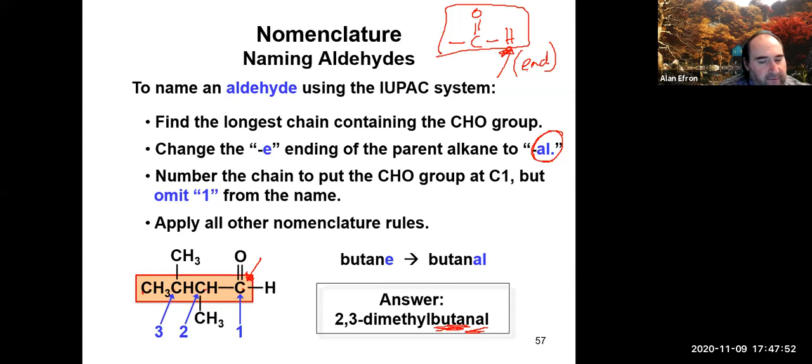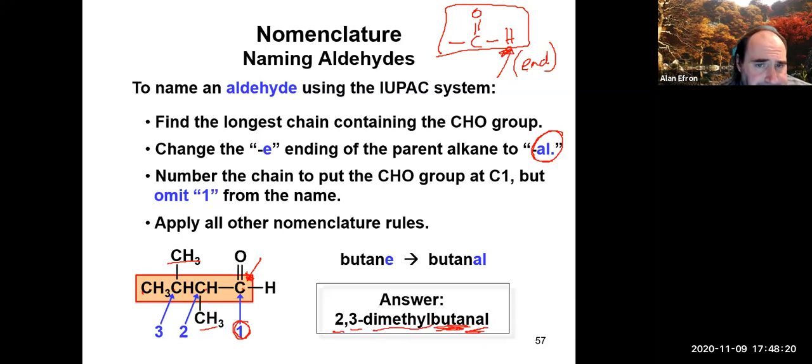So wherever this group is, wherever the carbon-oxygen double bond is, that always is going to be carbon number one for numbering. So it should always get the lowest number. Whichever side it's on, left side or right side, it will always be carbon number one. Everybody else will be numbered accordingly. So we can see at carbon two and carbon three, we have a methyl group and a methyl group. So that is our 2,3-dimethylbutanal.